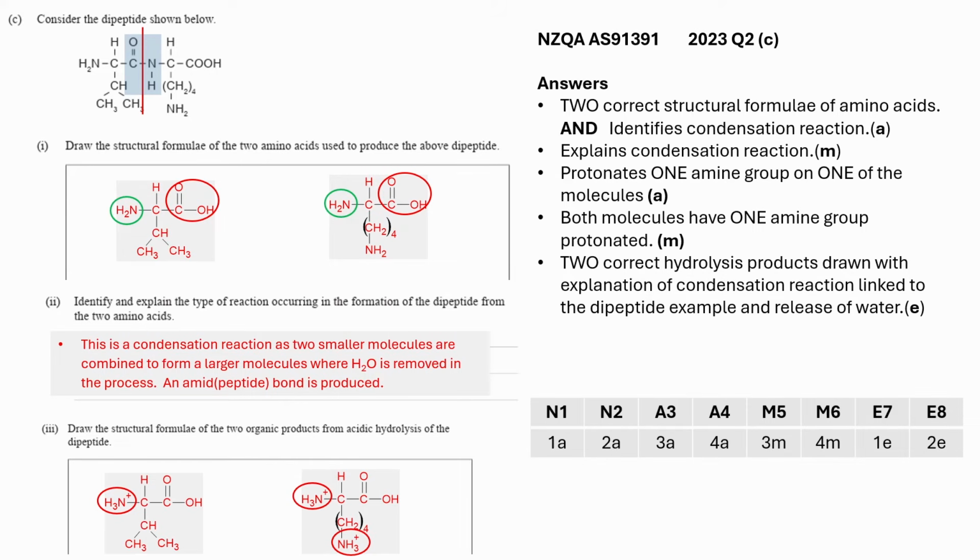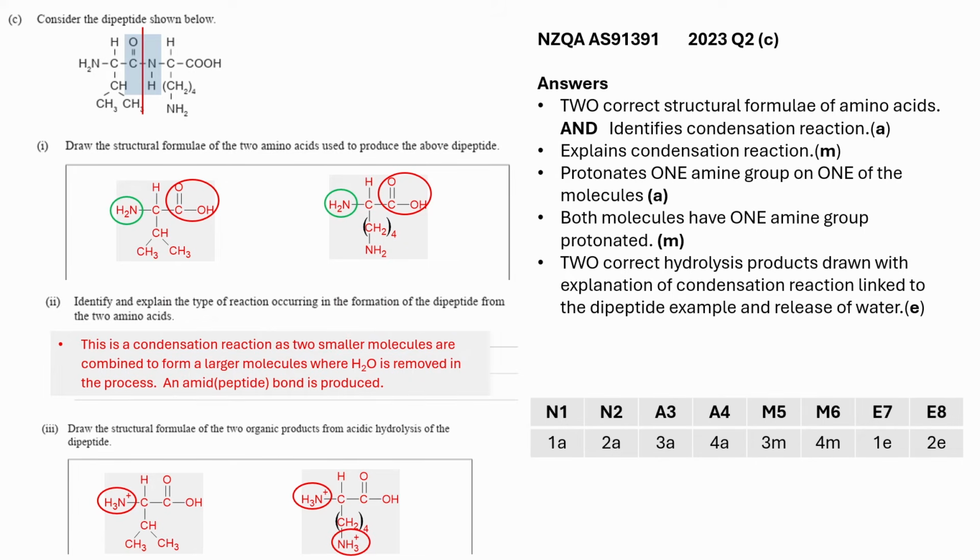Okay, so this marks very similar to the last questions. Okay, 2 E's, E8, 1 E, E7, 4 M's, M6, 3 M's, M5, and then we've got 1, 2, 3, 4 A's: N1, N2, A3, and A4.